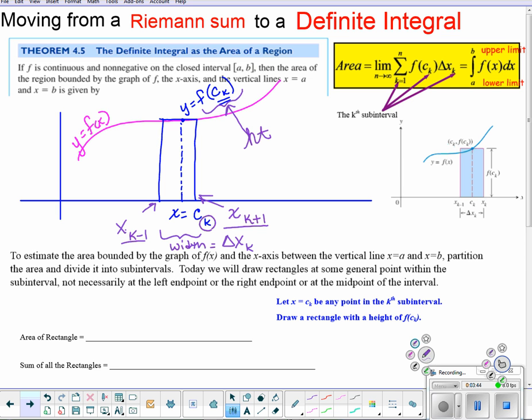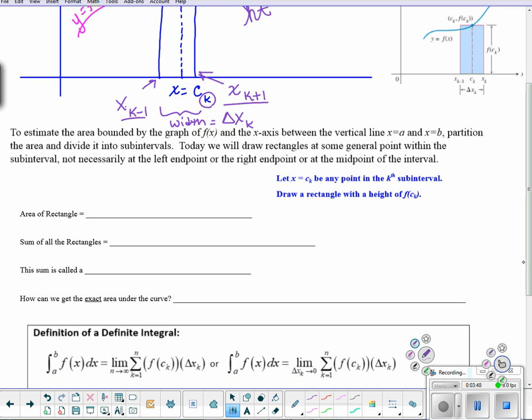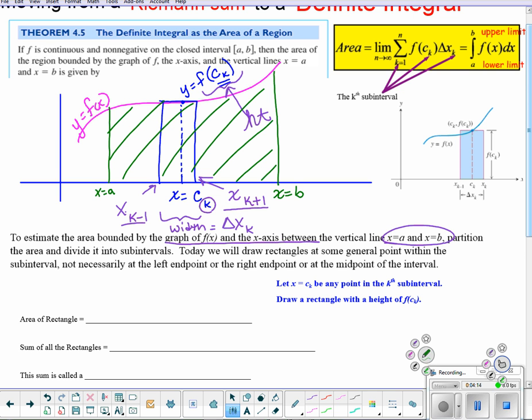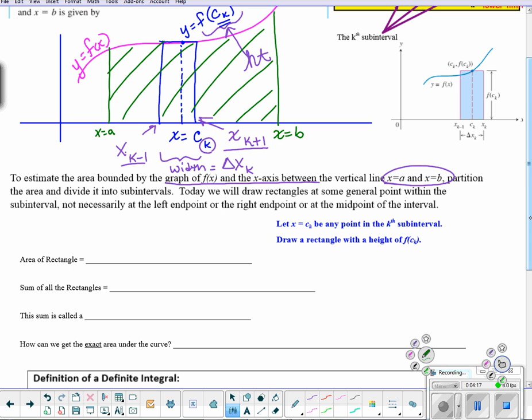Working off of that picture now, we can produce some things. To estimate the area bounded by the graph and the x-axis between the vertical lines x equals a and x equals b, let's add one more thing: there's my vertical line, x equals a, and then x equals b. We'll be trying to calculate the total area under the curve between x equals a and x equals b. We'll partition the area into sub-intervals, just like we were showing here, and then we drew a general point within that sub-interval, not necessarily left or right, but somewhere in between.